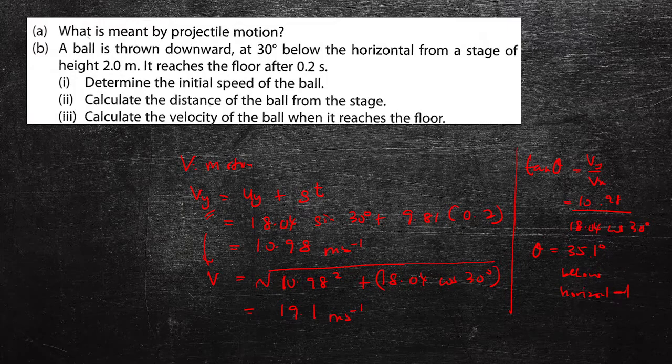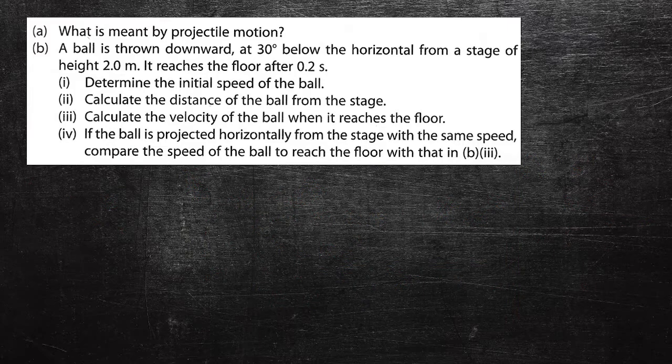Okay, so it will look like this. This is horizontal, then it will be at a 35 degree angle with 19.1 meter per second. Okay, it is a vector. Next we have question number 4.